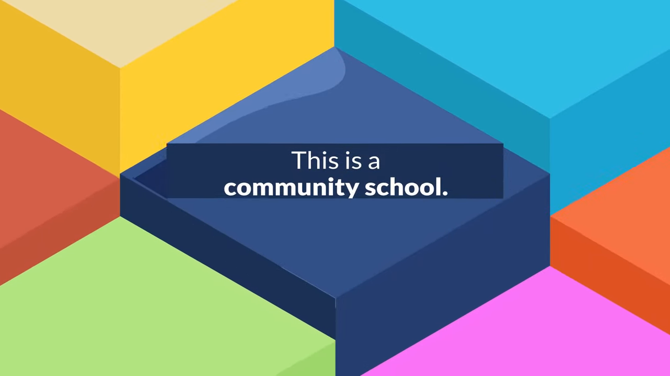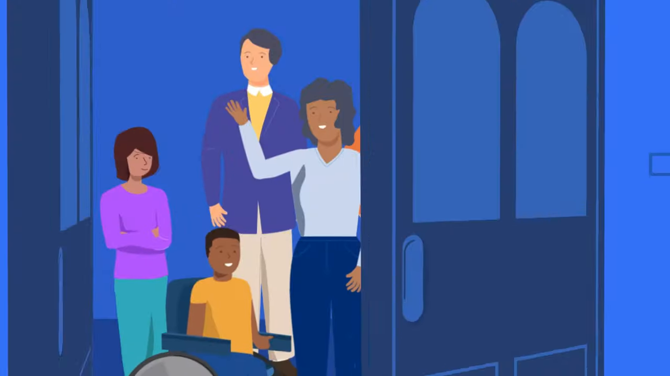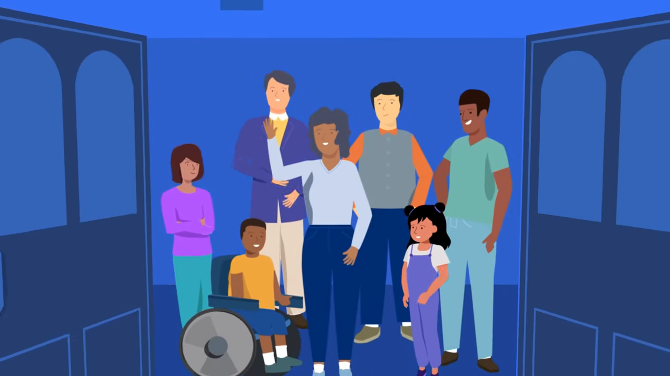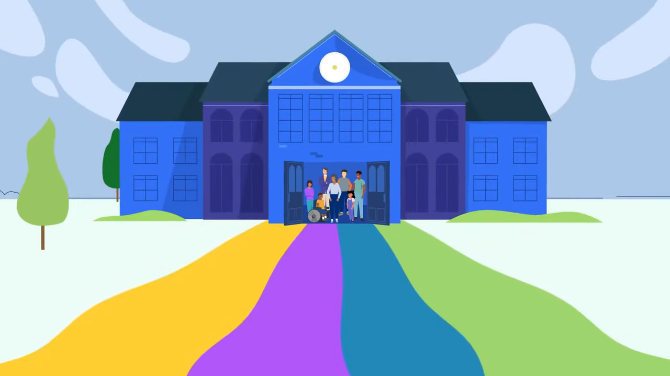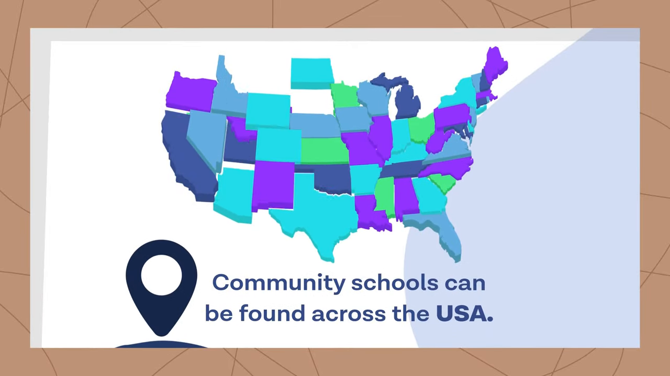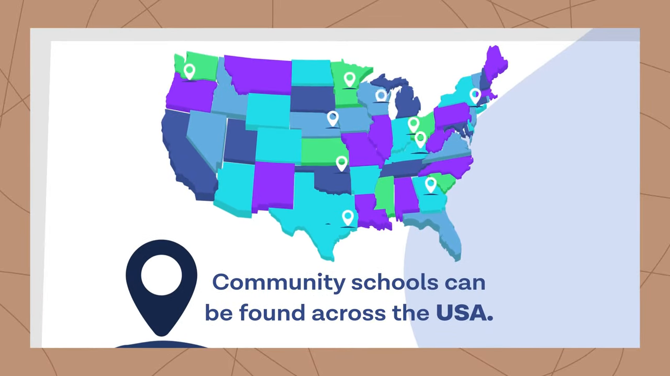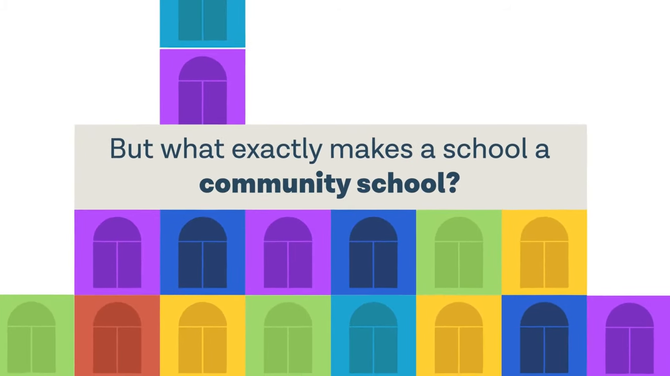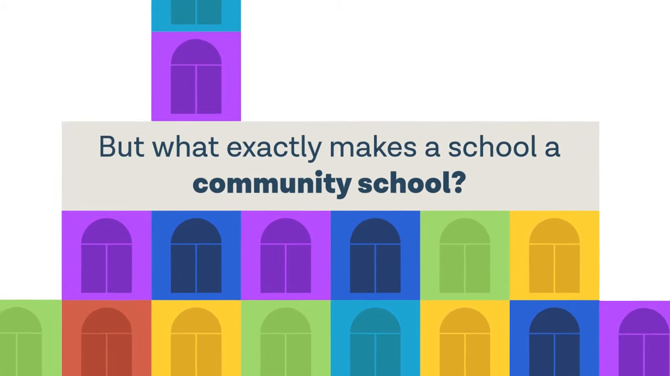This is a community school. Community schools are public schools that partner with stakeholders to create the conditions students need to thrive. Community schools can be found across the United States, and their numbers are growing fast. But what exactly makes a school a community school?